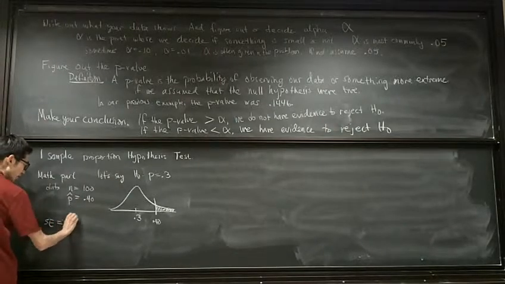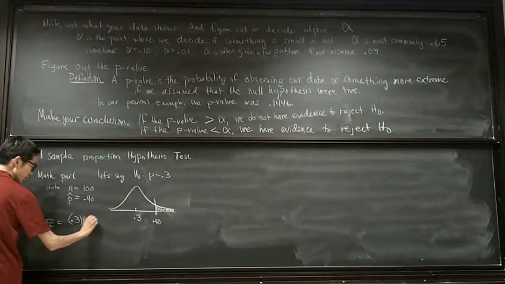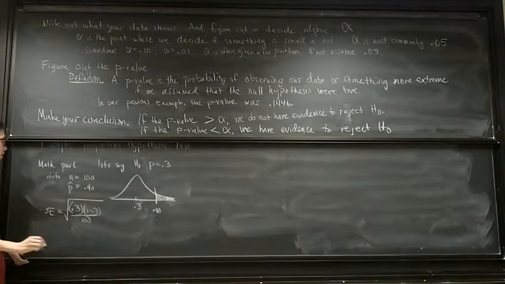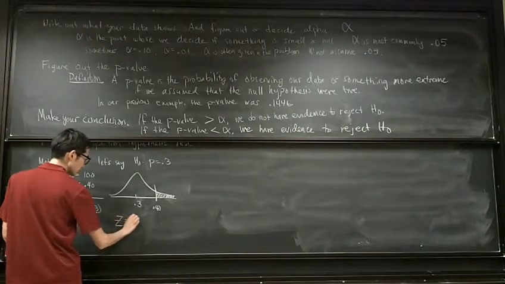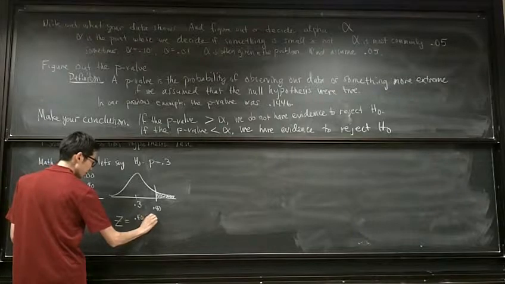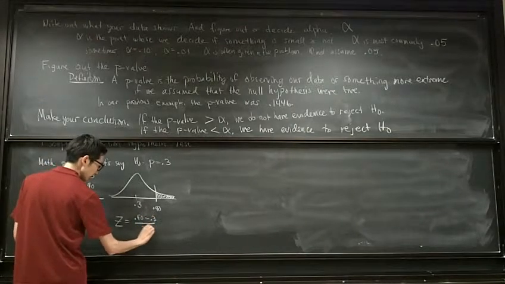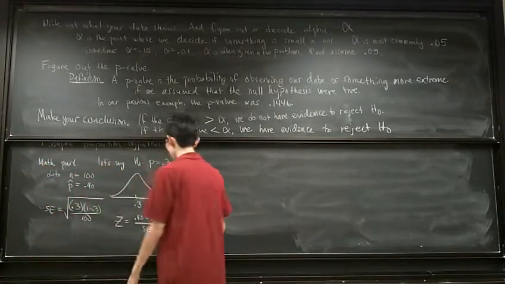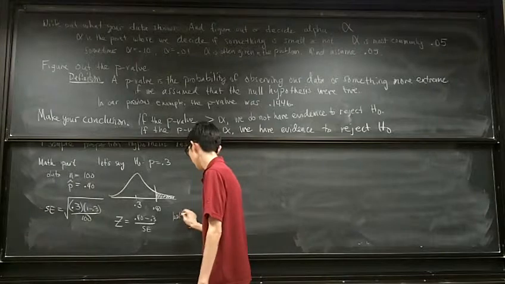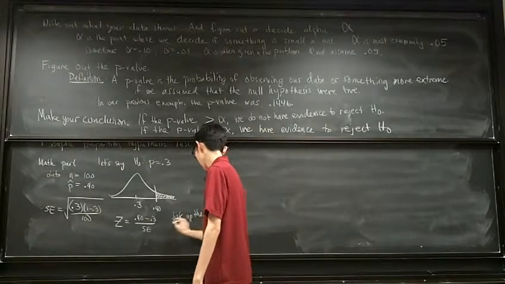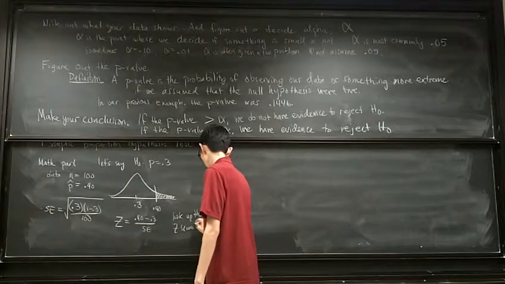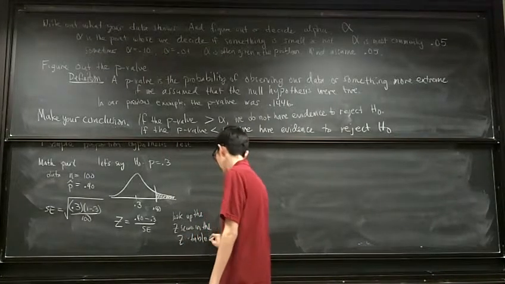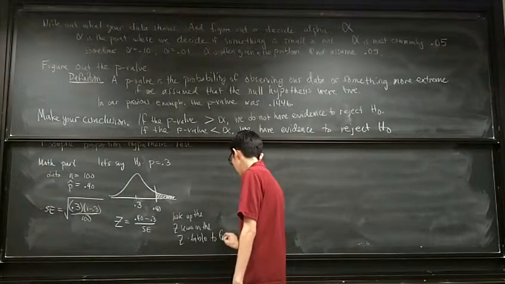So I have to figure out my standard error, which is going to be the square root of 0.3 times 1 minus 0.3 over 100. And then my z-score is equal to 0.40 minus 0.3 over the standard error. Okay, I look up the z-score in the z-table and figure out the area.